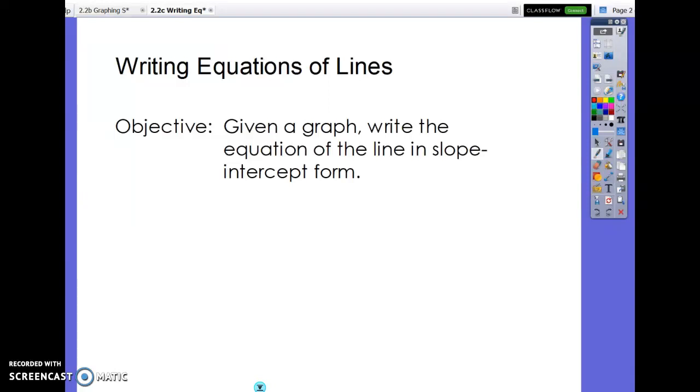Looking at 2.2c, writing equations of lines. So if we're given a graph, we want to be able to write that equation in slope-intercept form. Y equals mx plus b, where m is your slope, b is your y-intercept.